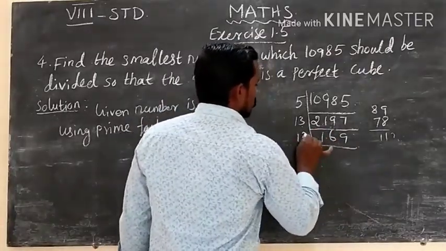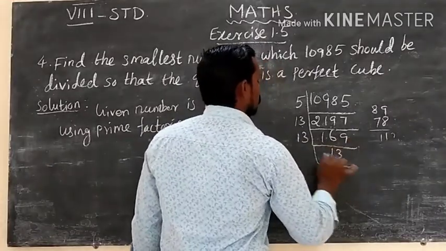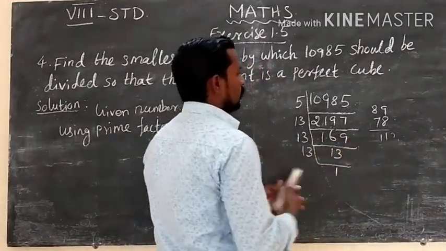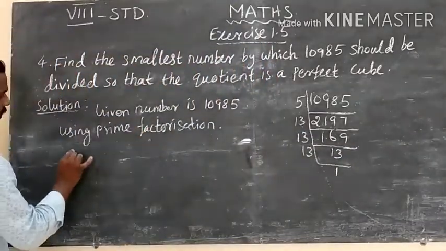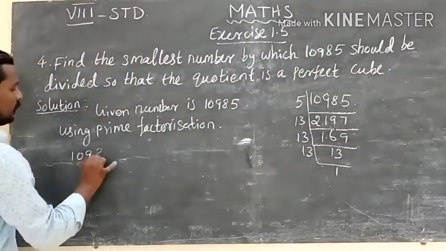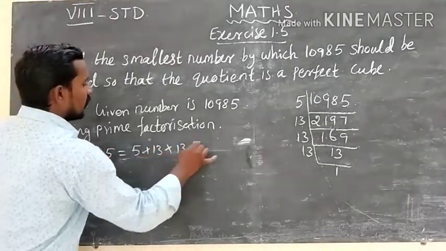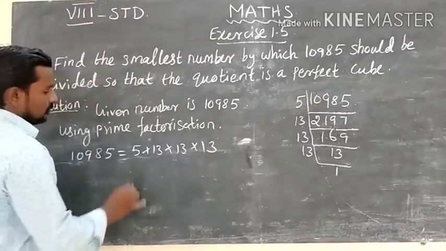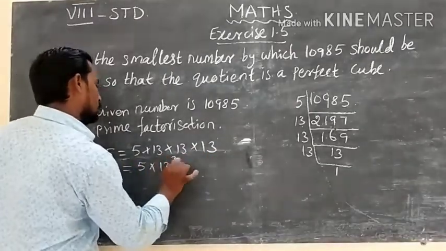Then using 13 once again, 13 thirteens are 169. Then 13 ones are 13. Understood the prime factorization? 10,985 can be written as 5 into 13 into 13 into 13. So it can be written as 5 into 13 power 3.